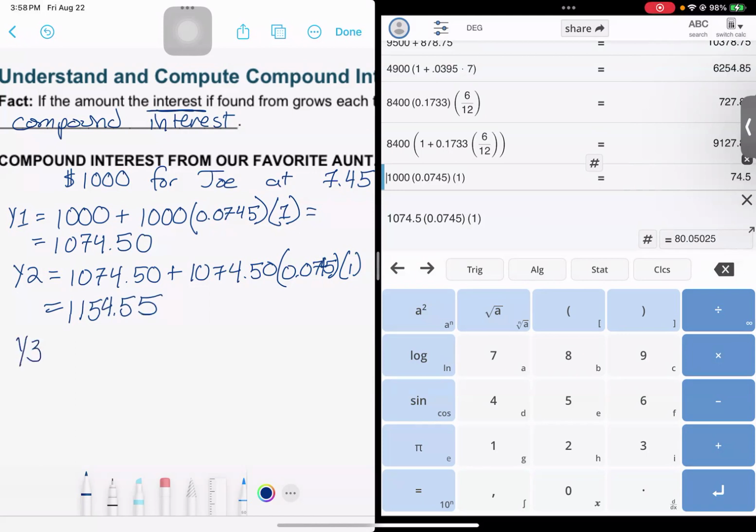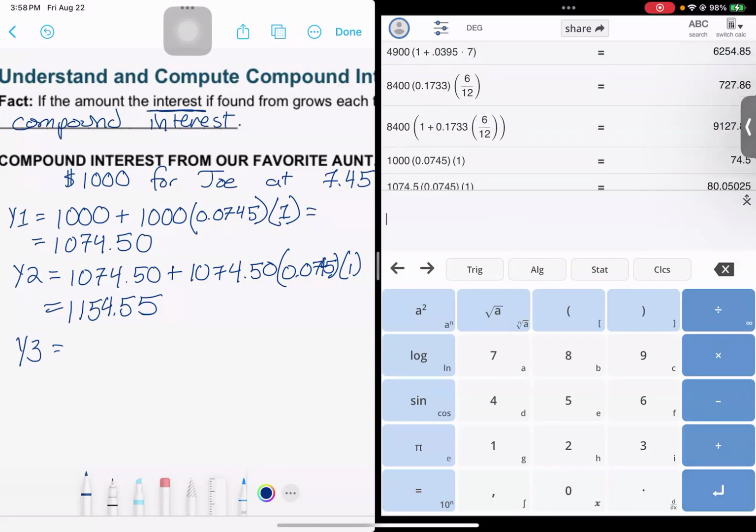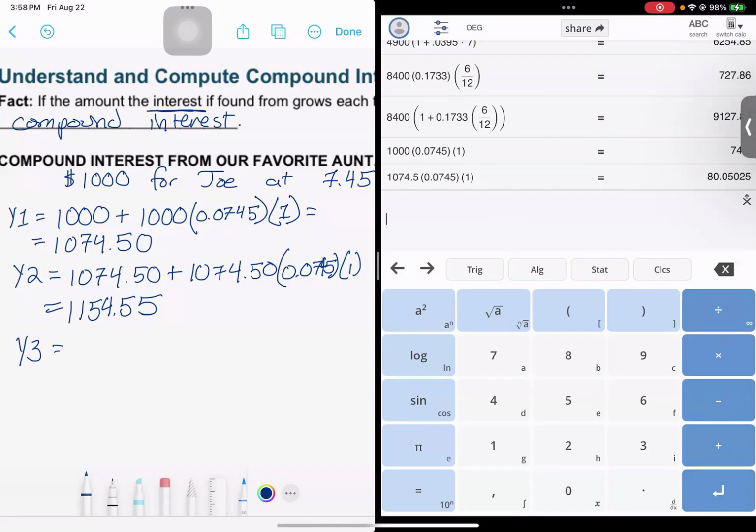Let's check out year three. So year three is going to use the new value of 1,154.55, 1154.55 plus the interest, 1154.55 times our rate of 0.0745 for 1 year. Let's see how much we have after 3 years.